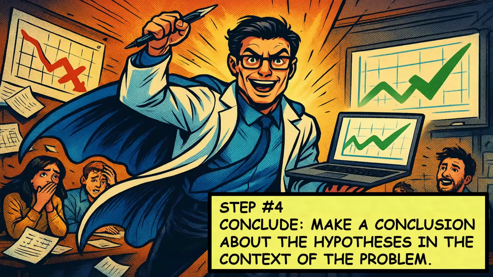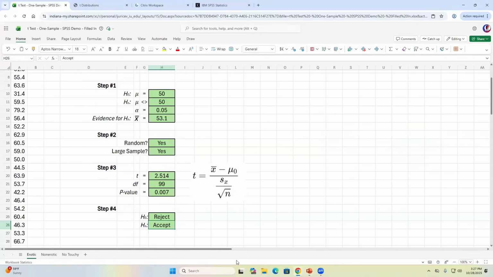We do step 4. We make a conclusion about the hypothesis in the context of the problem, and that is where we rejected the null hypothesis, the idea that there's no ESP for erotic pictures, and we accept the research hypothesis, the idea that we have evidence for ESP for at least erotic pictures. And that, again, is because our p-value here is less than our alpha value. So when p is less than alpha, we reject the null hypothesis and we accept the research hypothesis.